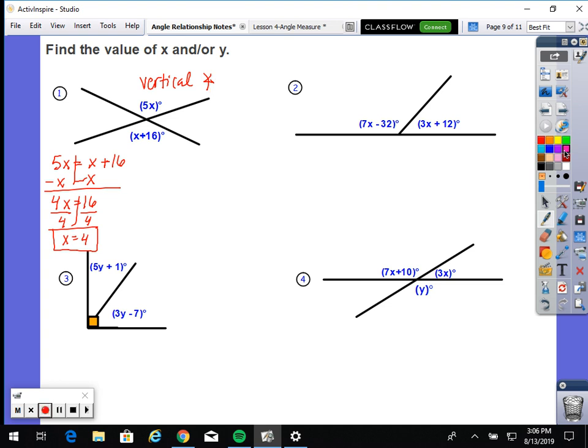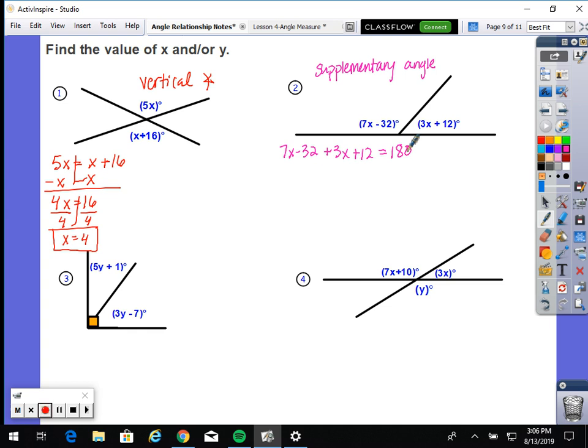So number 2, we have adjacent angles that make a straight line. So that means they're going to be supplementary. Supplementary angles. And supplementary means they sum to equal 180. So all I'm going to do is take the two expressions, add them together, set it equal to 180. So 7x minus 32 plus 3x plus 12. And they're supplementary, so they sum to equal 180.